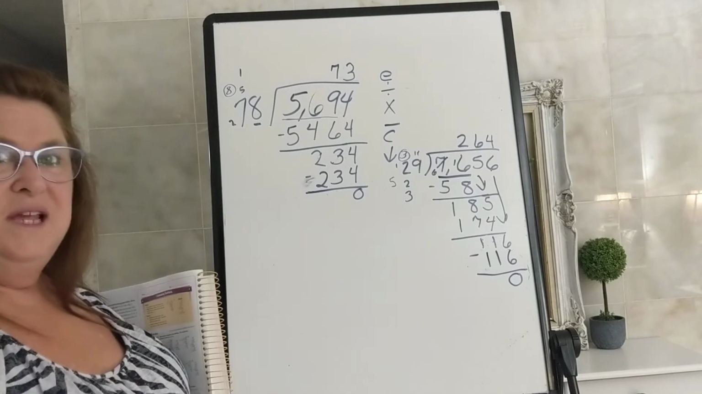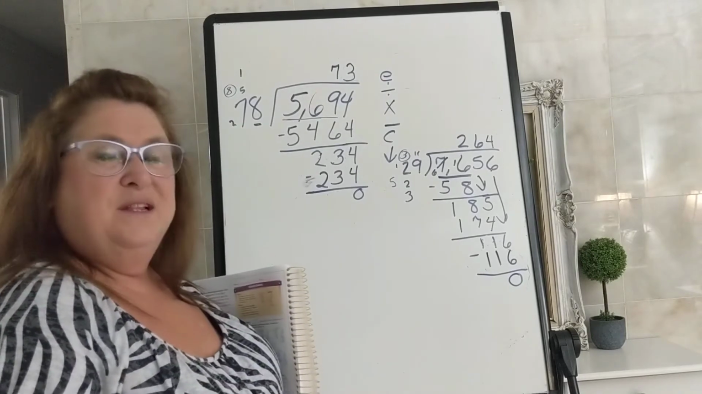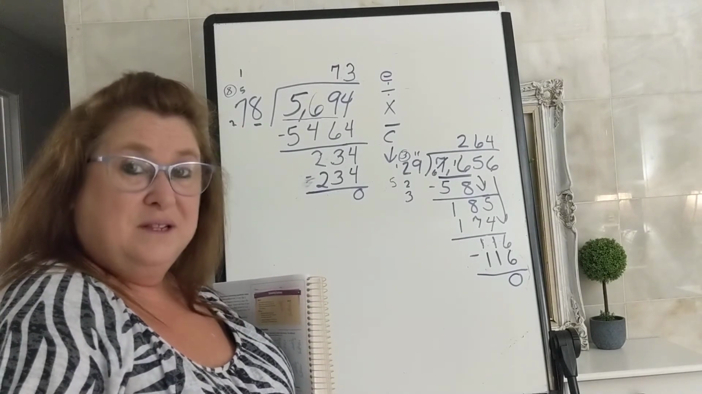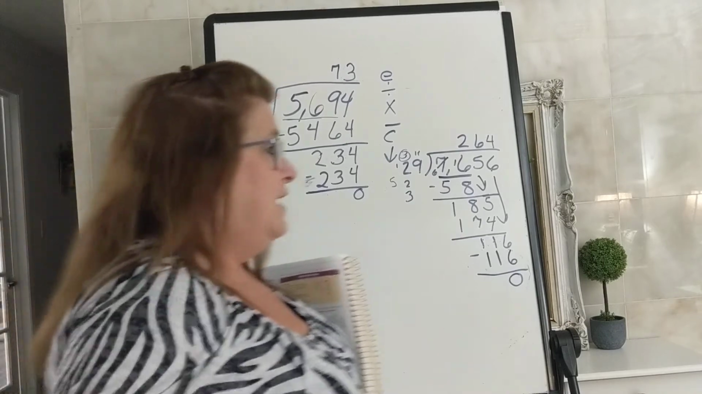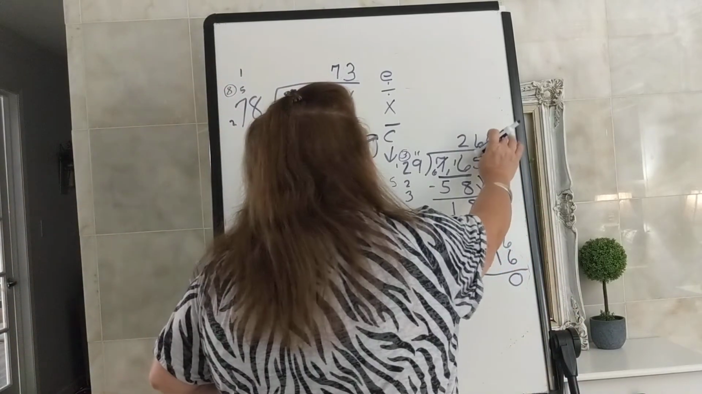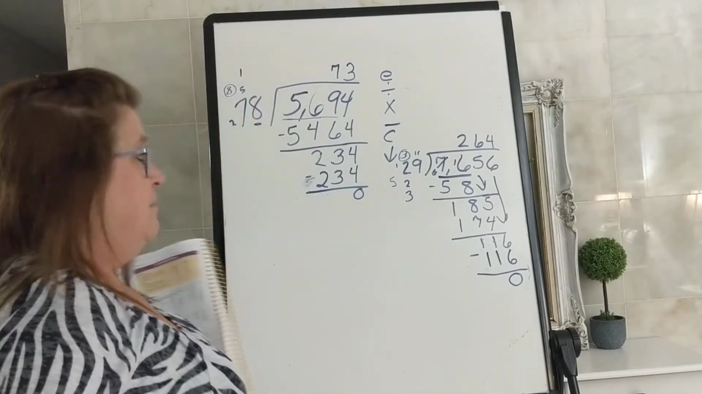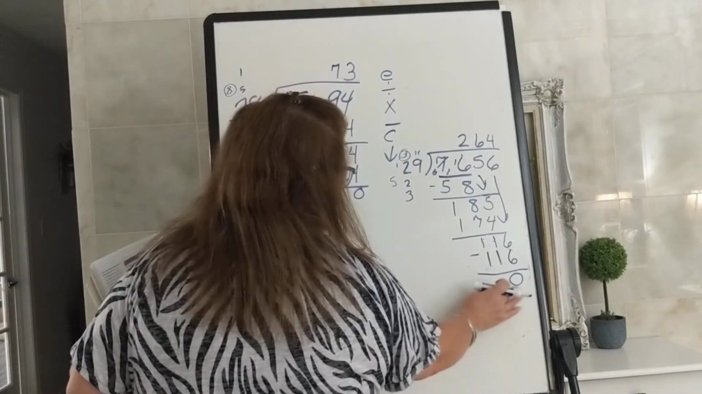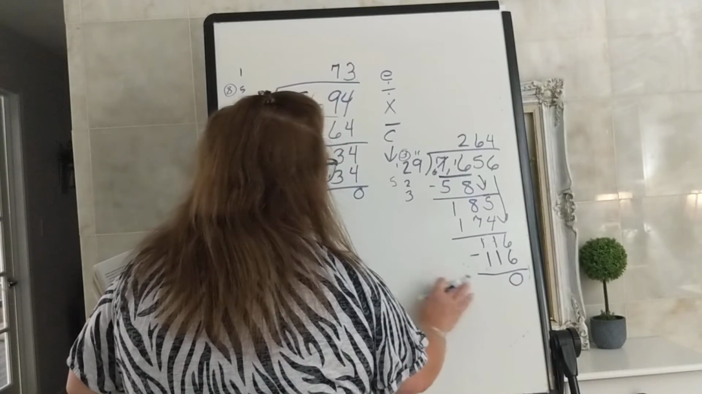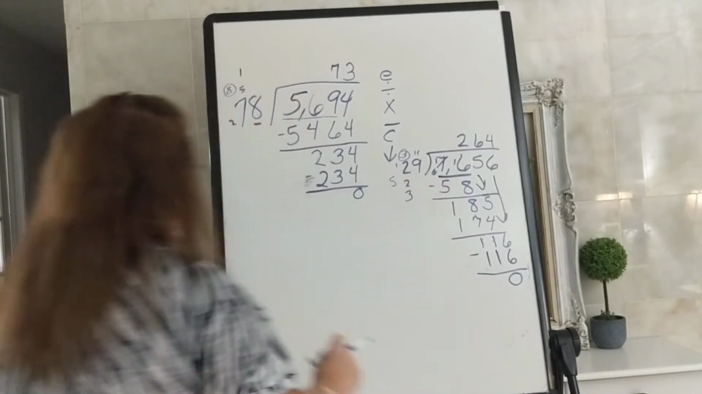I think you can see how very important it is not to skip the compare step. The compare step will let you know that something up here is not correct. So always compare and make sure that once you subtract, that answer is smaller than your divisor, always.